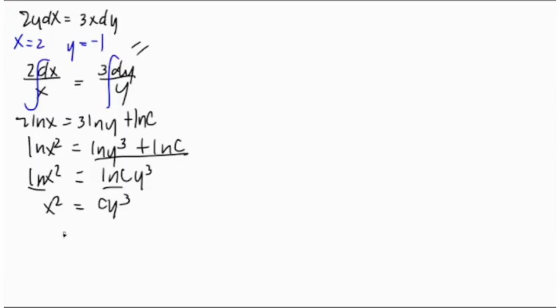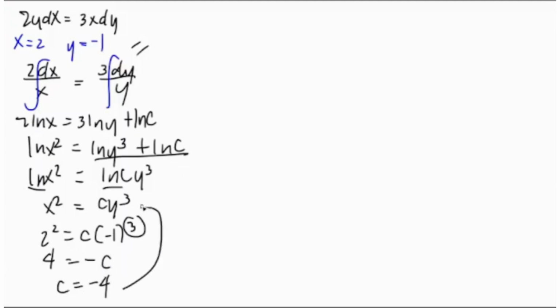Substitute natin tong values na to. Magiging 2 squared is equal to c negative 1 cubed. 4 is equal to, since cube to, negative na siya, so negative c. So, c is equal to negative 4. Substitute natin to sa general formula. Magiging x squared is equal to negative 4y cubed.